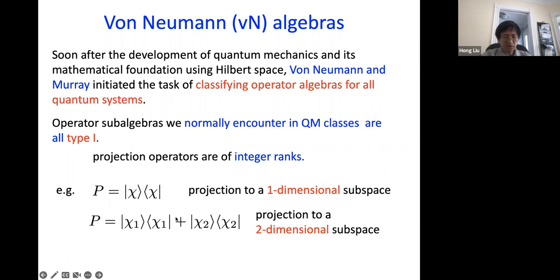Okay, so if you have two orthogonal states, you get a rank two projector. In our usual treatment of quantum mechanics, you only have projection operators of integer rank, up to some integer number. But you can easily also write down projectors of infinite rank. So if you allow a projector of infinite rank, how do we separate them? How do we classify them?